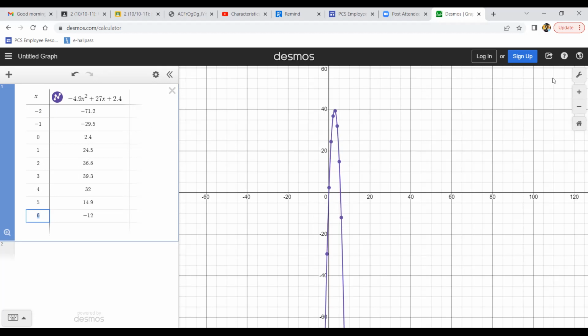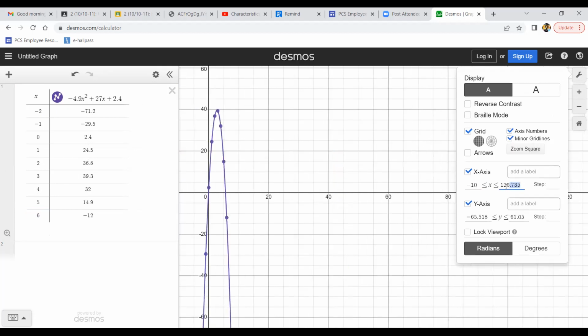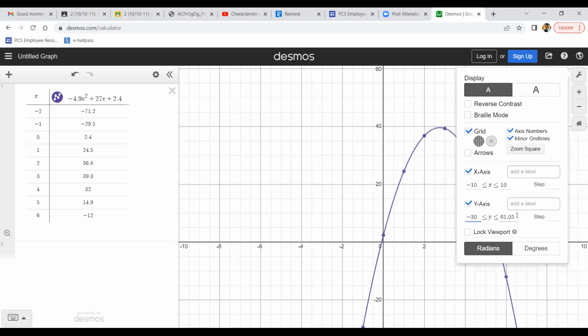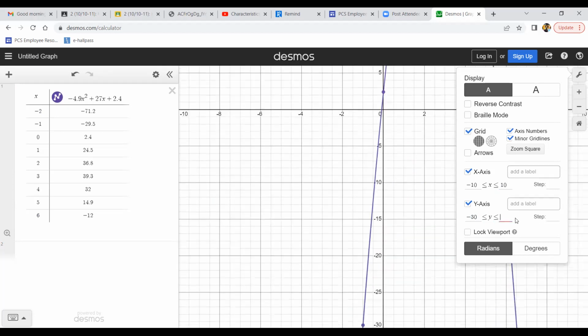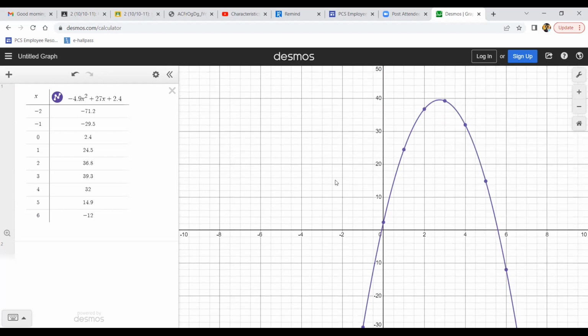So now I'm going to go over here to the tool. This is my graph settings. And I'm going to take my x-axis, and I just like to do -10 to 10. That's like my normal preference for the x values. I like to do that. And then for the y, I'm just going to change this to -30 to like 50, maybe. And now this is a nice looking graph. I can see it. I'm pretty comfortable with it. I've got exactly kind of what I want there.